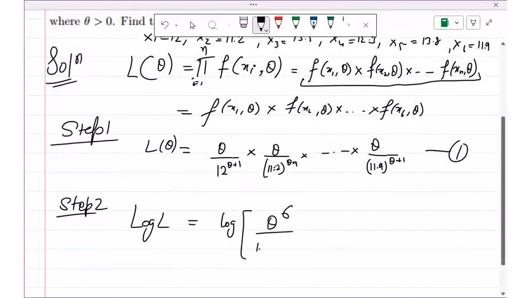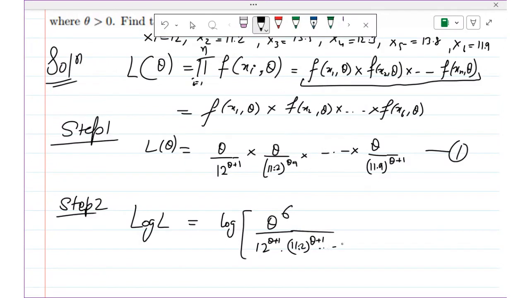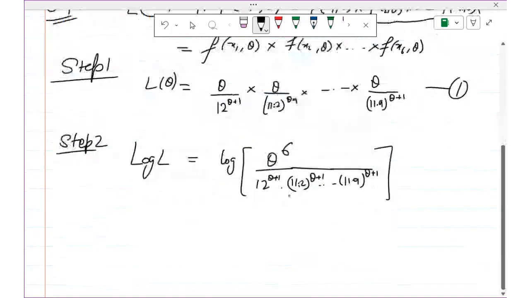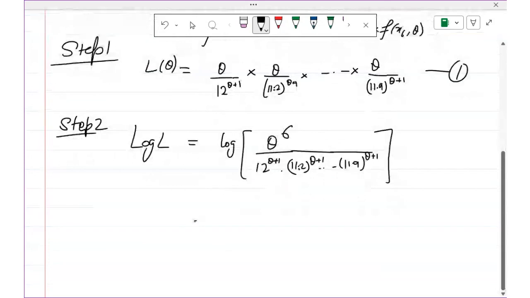So 12 raised to power theta plus 1, into 11.2 raised to power theta plus 1 and so on. In the end, 11.9 raised to power theta plus 1. Okay, so this is the likelihood function. Now we will simplify. This is the log of the likelihood function. Now we'll apply the properties of log.